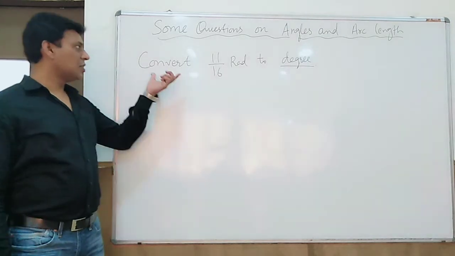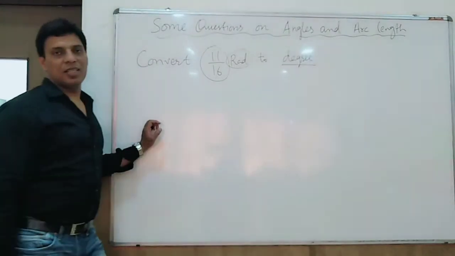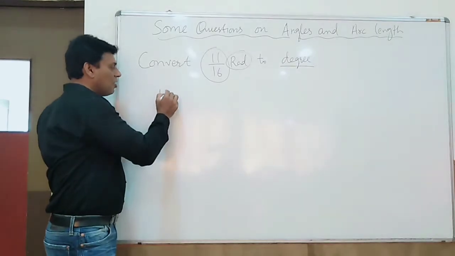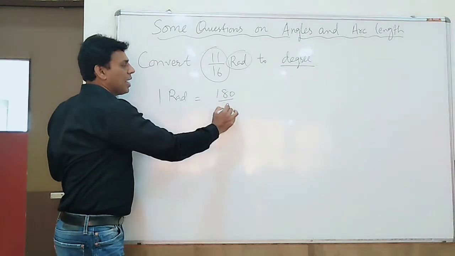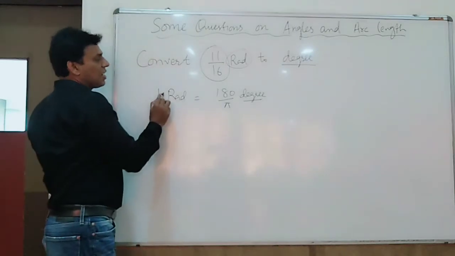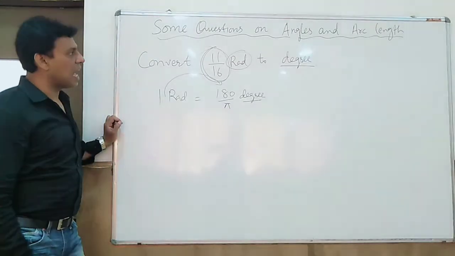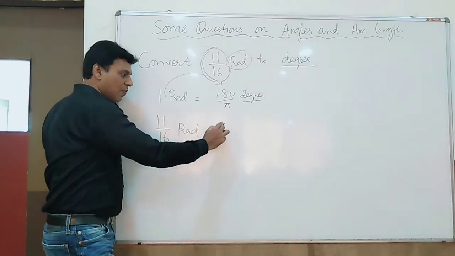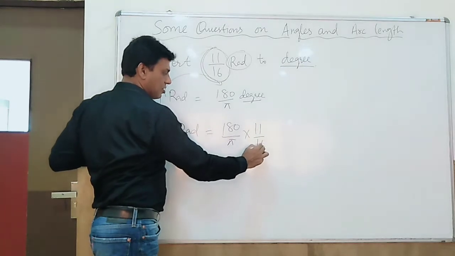In this question, we have to convert 11 upon 16 radian to degree. So you know how to convert radian to degree? There is a formula: 1 radian equal to 180 upon pi degree. This is the formula for converting radian to degree. So how many radians do we have? 11 upon 16. So 11 upon 16 radian will be 180 upon pi into 11 upon 16.